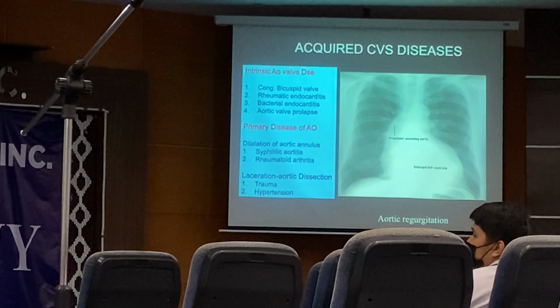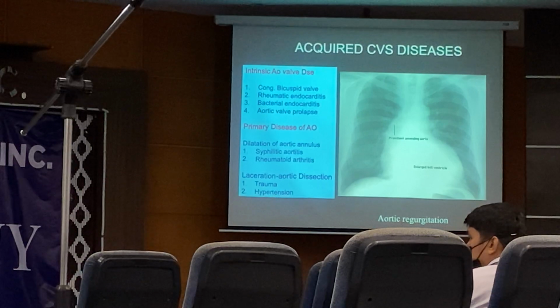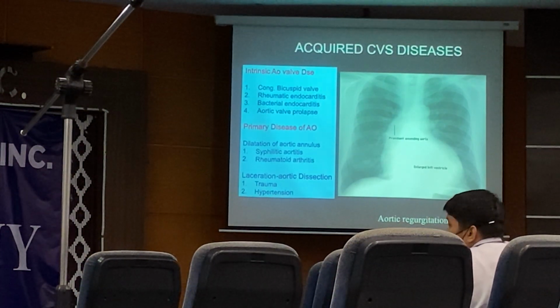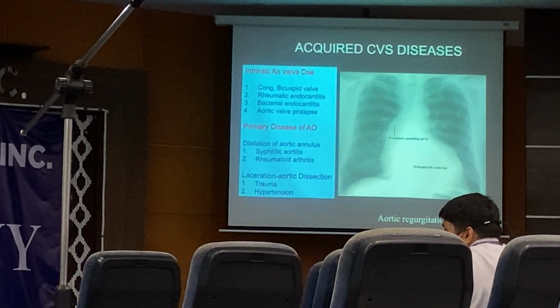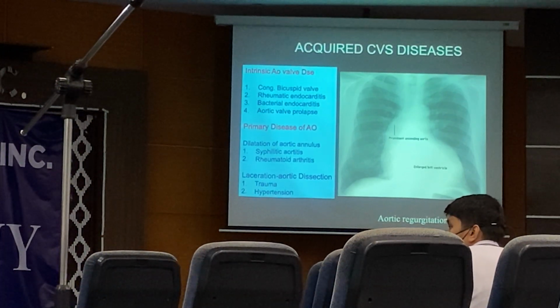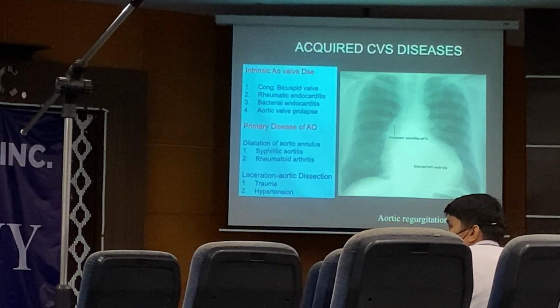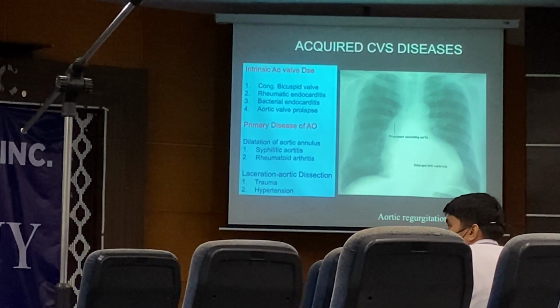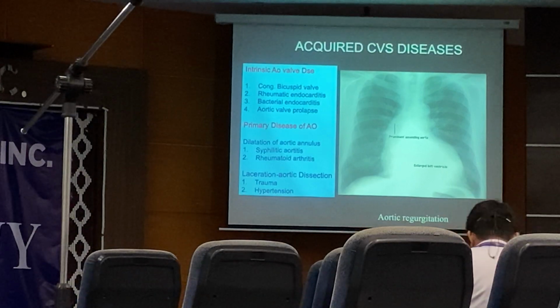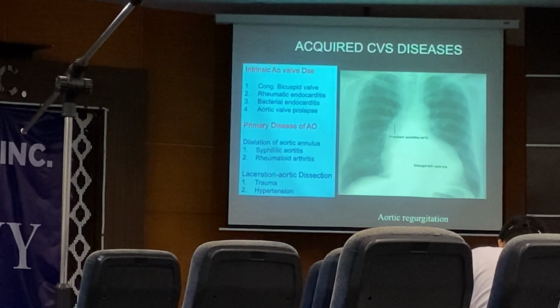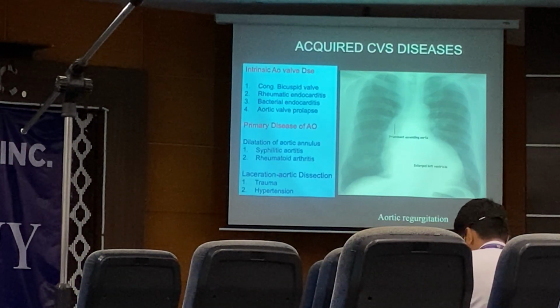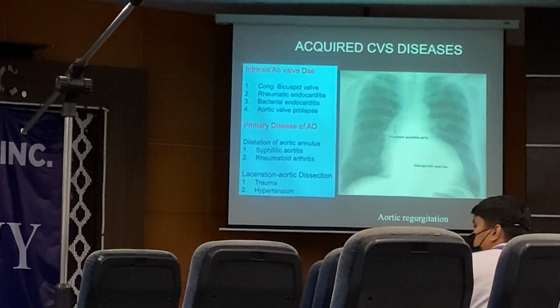You have output resistance from your left ventricle, right? So your left ventricle will be working harder as compared to normal. So this patient will develop left ventricular hypertrophy at first. And then later on, once your left ventricle fails, you develop left ventricular enlargement. And later on, there will be non-contraction of your mitral valve, and you develop left atrial enlargement.